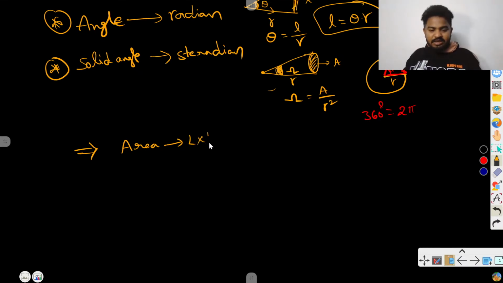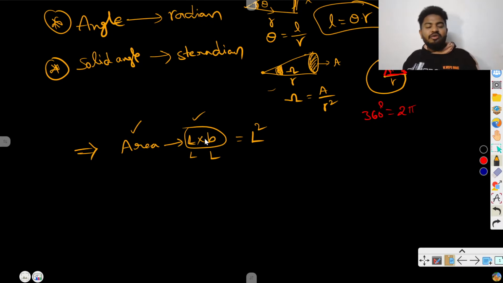length into breadth. Here these two are lengths only, right? So in symbol form I can write L square, because length and breadth are both lengths. Then you'll get L square. Here what I'm saying is the derived physical quantity area is derived from the fundamental physical quantities. Without using these fundamental physical quantities, you cannot derive this quantity. Am I right? That is what is called a derived physical quantity.